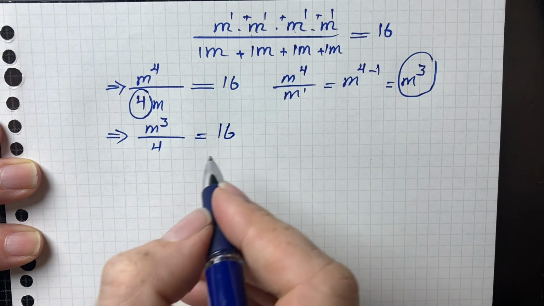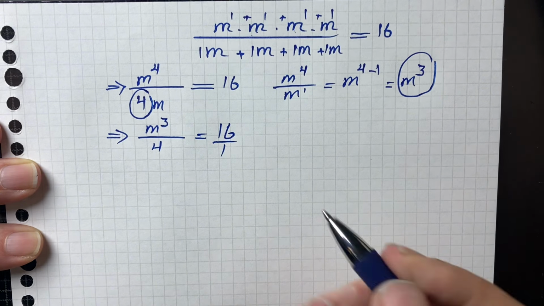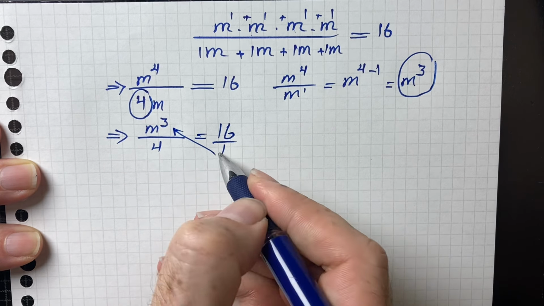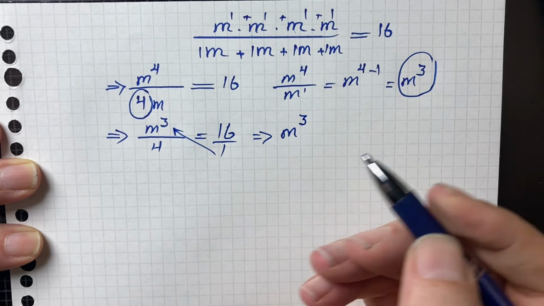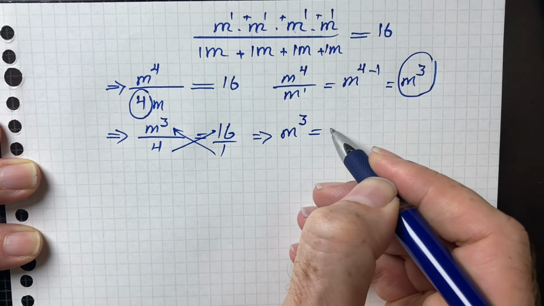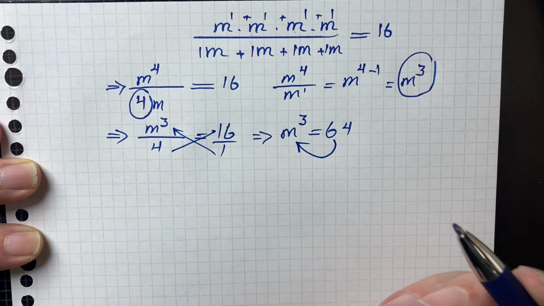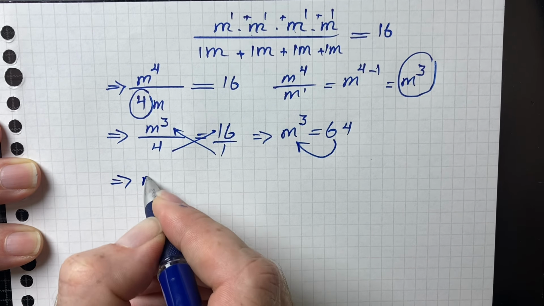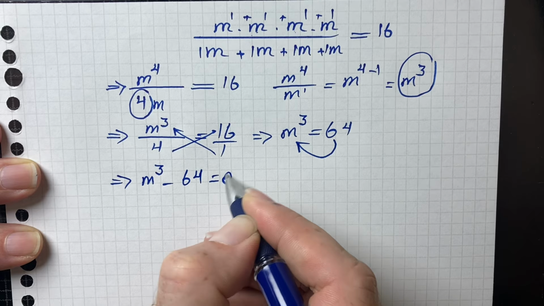16. Now 16 can be written in the form of 16 over 1. So I'm going to use cross products. So 1 times m cubed is going to be m cubed. Next, 4 times 16, right hand side 64. Now move this 64 to the left hand side. It is going to be m cubed minus 64 equals 0.